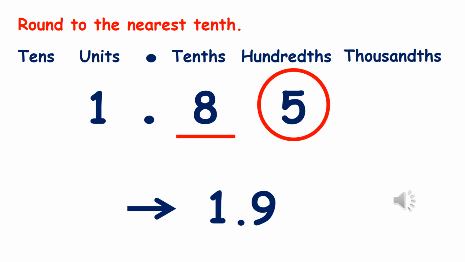So when I'm rounding to 1 decimal place, I look at the digit in the tenths column, which here is 8, and then I move to the digit to the right, which will tell me whether I round up or down. 5, so I know if it's 5 or more, I round up. So my number will be 1.9.